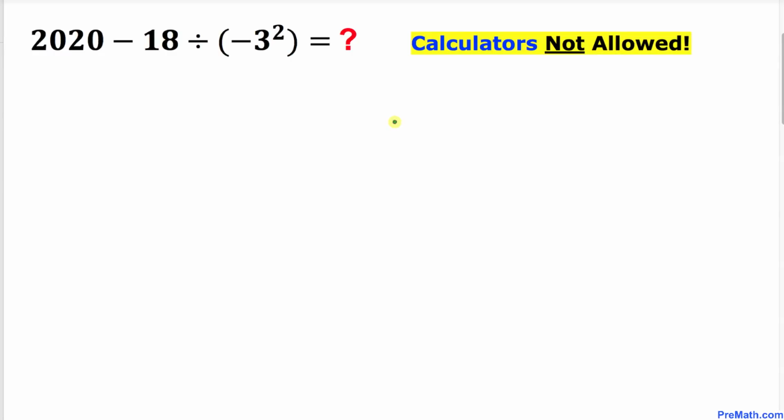Welcome to PreMath. In this video tutorial, we are going to simplify this given problem: 2020 minus 18 divided by (negative 3) to the power 2, and we are not supposed to be using calculators of any kind.